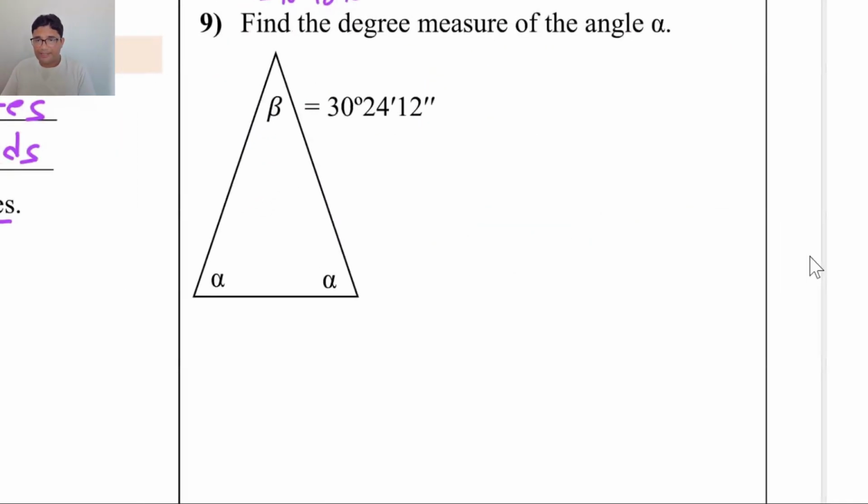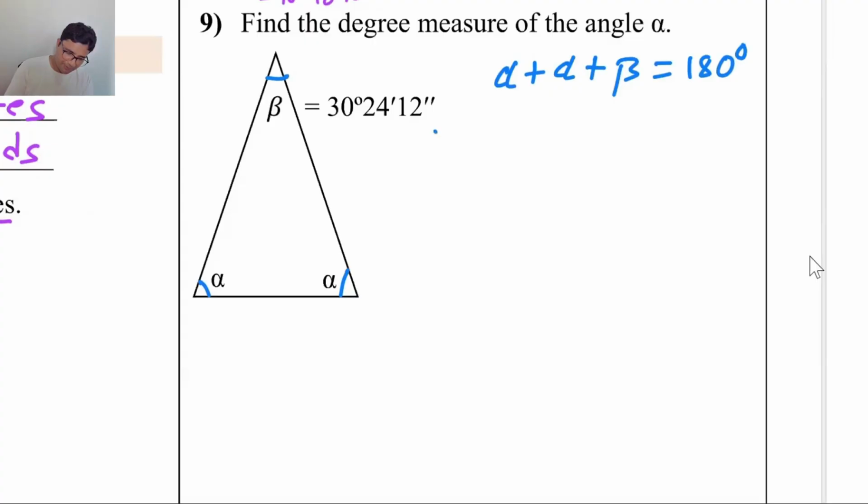Find the degree measure of the angle alpha. So there is a triangle with 2 equal angles, alpha. Find its degree measure. What is the logic? In this triangle, this is an opportunity for us to review also that alpha and beta, when you add, you should get 180 degrees.